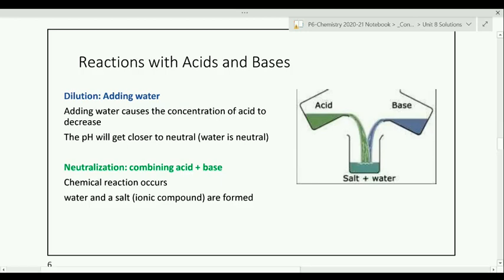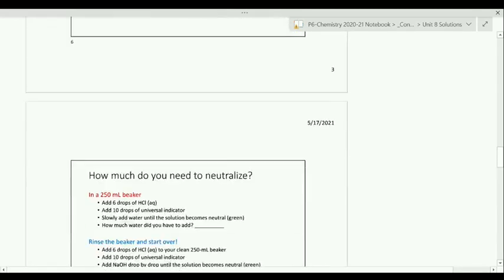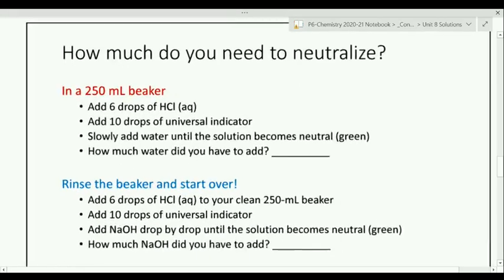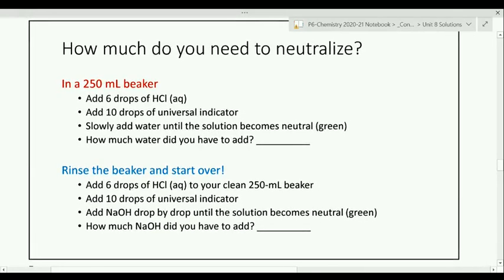And so we're going to take a look at one more demonstration of this. We're going to take a look at the volume of water needed to change the pH of a sample versus the volume of sodium hydroxide. So we're looking at this slide right here. And what we're going to do is we're going to take a small sample of HCl, so let's say 6 drops of HCl. We're going to add some universal indicator, and then we're going to add some water and see how much water it takes to neutralize that sample. And then we're going to do the same thing, but add sodium hydroxide instead.